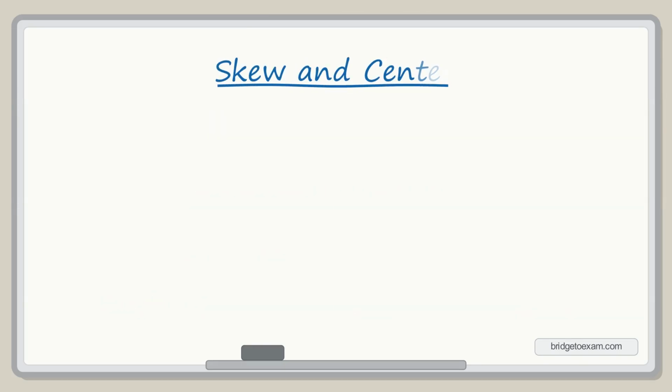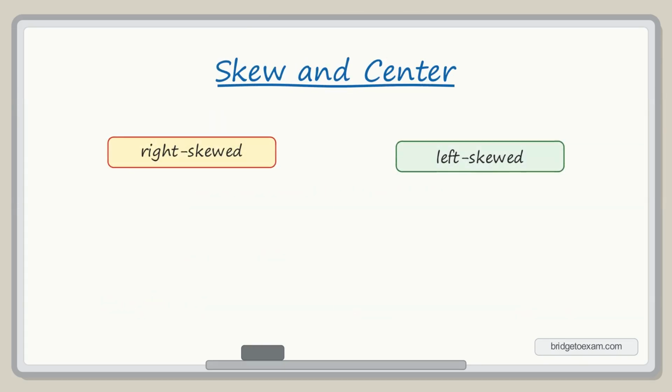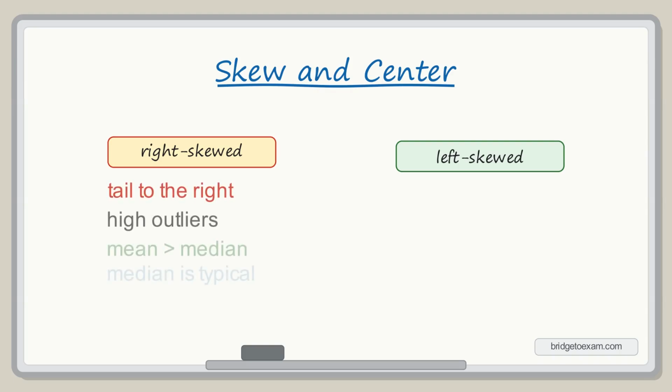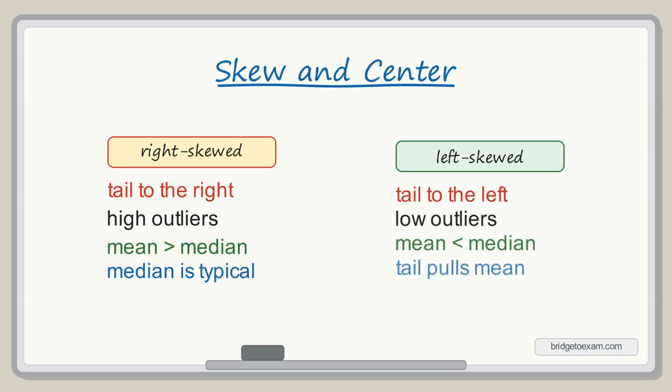Skew direction names the long tail. In right-skewed data, high outliers pull the mean above the median. In left-skewed data, low outliers pull the mean below the median.